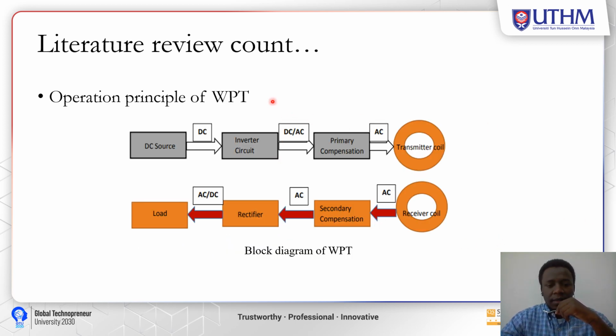So this is basically the block diagram of wireless power transfer, the simple representation of any basic wireless power transfer. We have a DC source, and then we have an inverter circuit which converts from DC to high frequency AC, and then we have the primary compensation topology, and then the primary coil. Then here is the secondary side. We have the receiver coil, and then the secondary compensation, and then a rectifier to convert from AC to DC and then to the load.